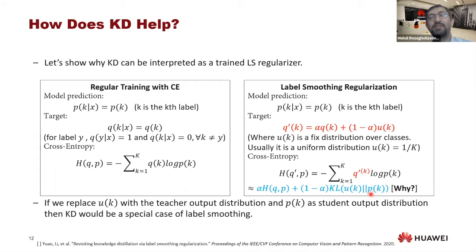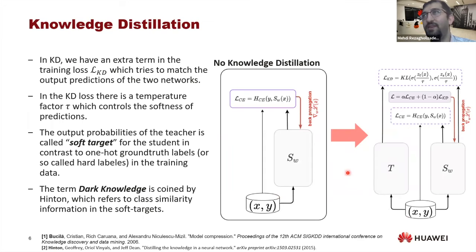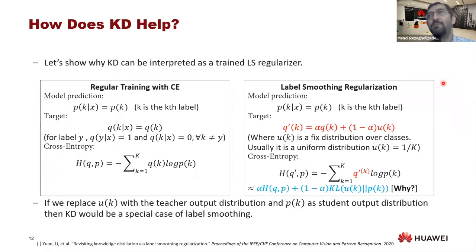So this reminds us of the KD loss, if you remember. Here we had the same thing: a convex combination of cross entropy plus the KD loss. The KD loss was also a KL between the teacher prediction and the student prediction. So for label smoothing, we end up with the cross entropy term, similar to KD, and the KL term, again similar to knowledge distillation. The only difference is that instead of the teacher prediction, here we have the uniform distribution. So then you can find the correspondence between the two.